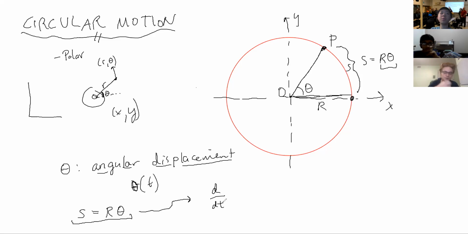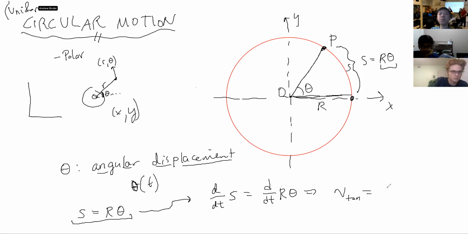So more specifically, we can take the time derivative, so later on you can be more specific in what you're saying. The time derivative of S is equal to, taking it on both sides, the time derivative of R theta. However, R is a constant because the radius of orbit isn't going to change. That's an assumption we made. So we can factor out R. So what is ds dt? ds dt is just the tangential velocity, because s is the tangential distance that's traveled. So ddt of s is v, or more specifically, v tan. And this is equal to r times ddt of theta.